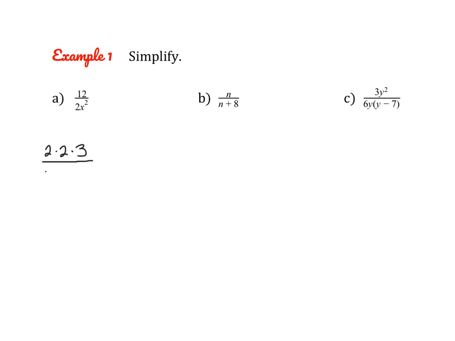And 2x squared in the denominator can be written like this. Then we look for common factors. So there's a common factor of 2, which means our answer is 6 over x squared. So this is the simplified form.